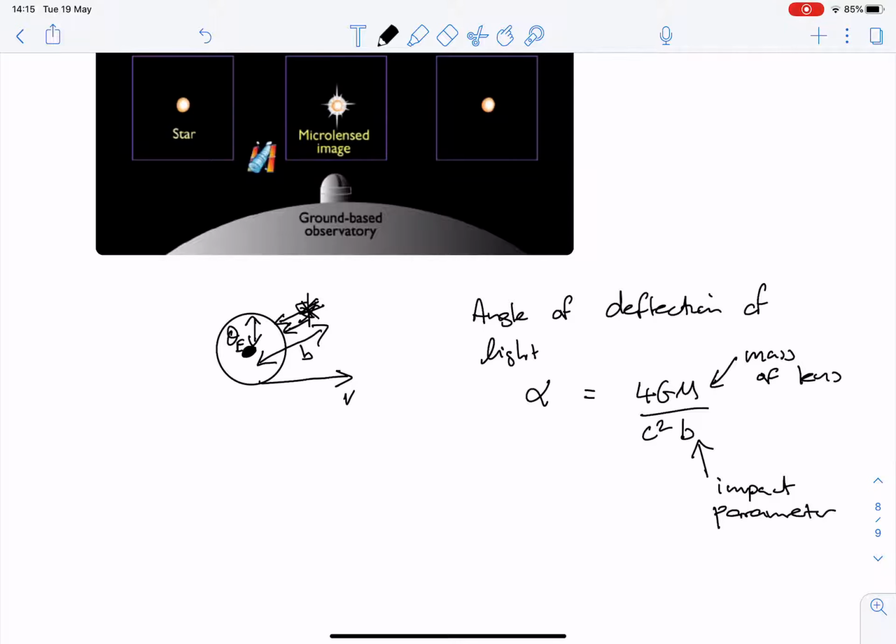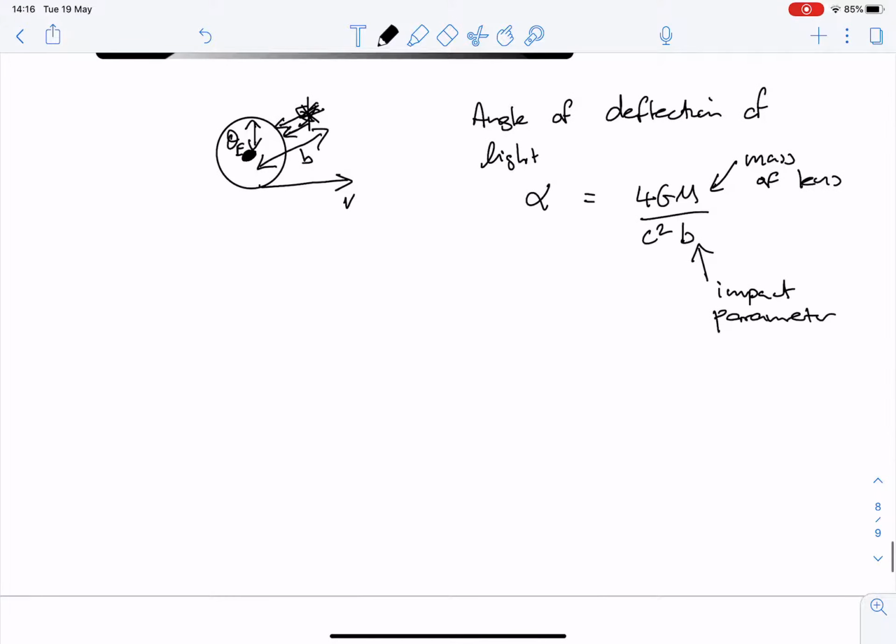So obviously, you can see here, as the impact parameter gets smaller, i.e. the black hole gets closer in projected distance to the star, then this angle gets greater. And the reason it's called an impact parameter and not an actual distance is it's not a physical distance, it is an apparent distance.